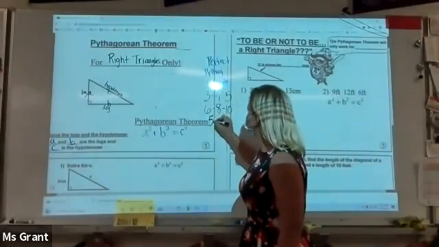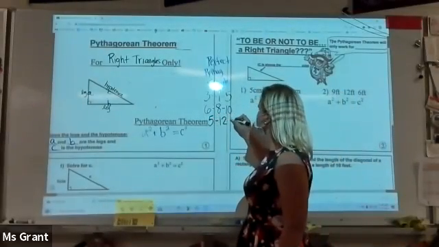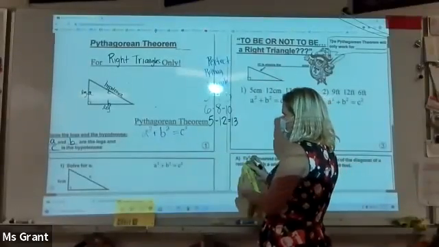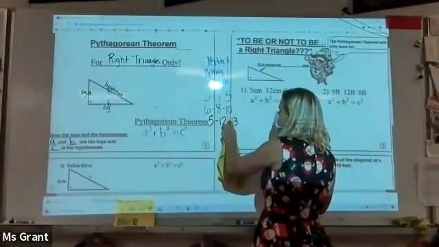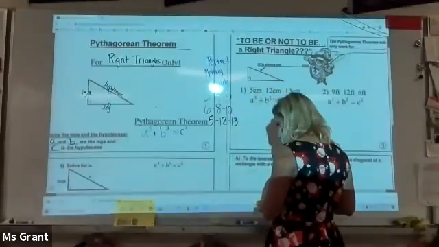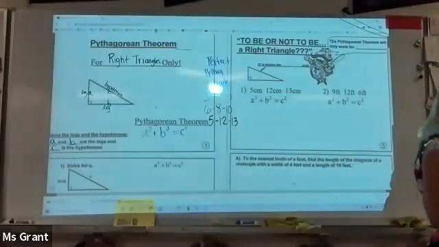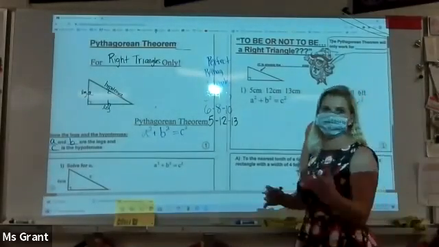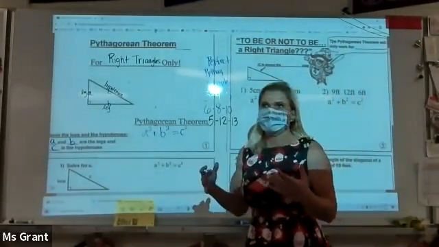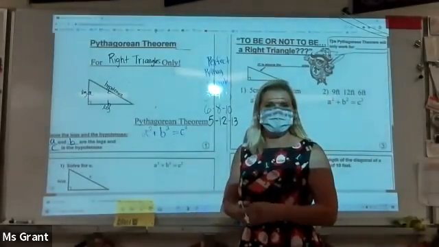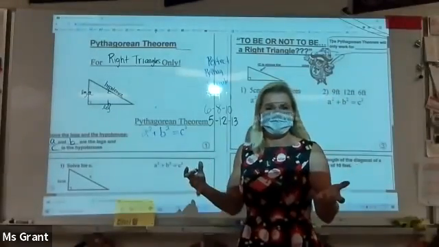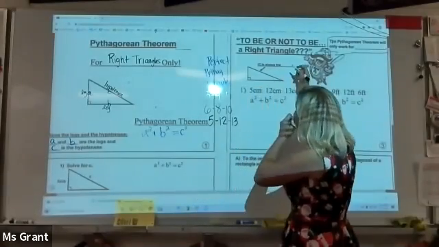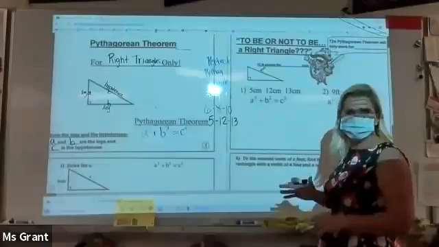Another one, 5 squared plus 12 squared equals 13 squared. 5, 12, 13 is another Pythagorean triple. And there's a lot more, okay? These are the ones that work out to be whole numbers. Otherwise you will get a decimal because you'll have to do a square root of an irrational number, a square root of a non-perfect square.